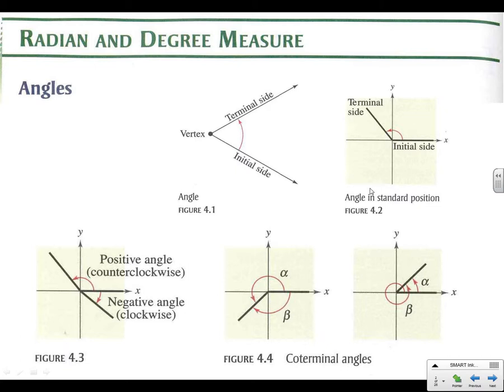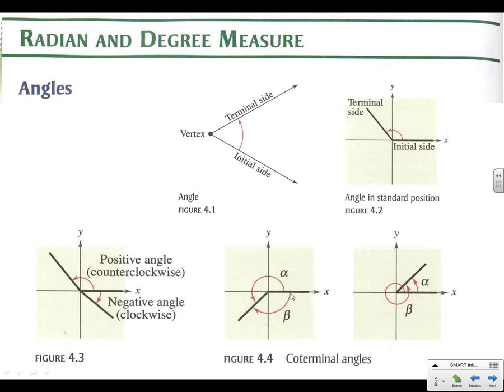So in this chapter, we're going to work in standard position most of the time. What standard position means is that our initial side is the positive x-axis, the vertex is the origin, and then when we rotate, wherever we stop, that becomes our terminal side. If we rotate counterclockwise from quadrant 1 to quadrant 2 to quadrant 3, that's going to be a positive angle. And if we go the other direction into quadrant 4, clockwise, we're going to call those angles negative.